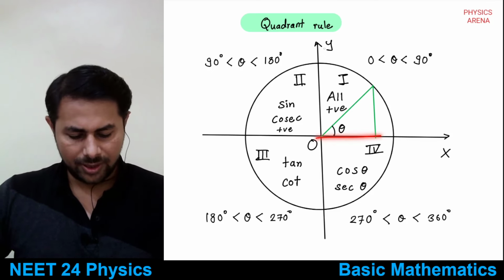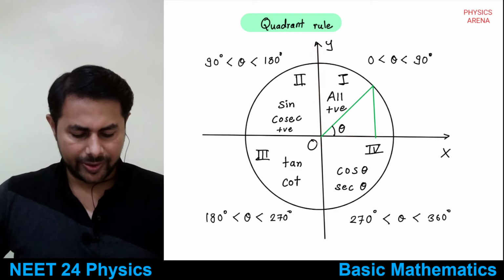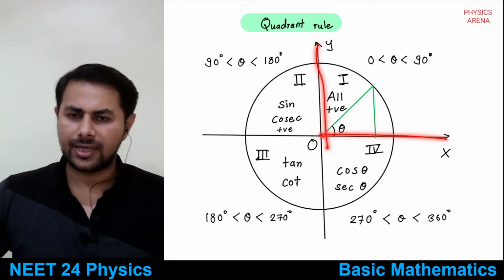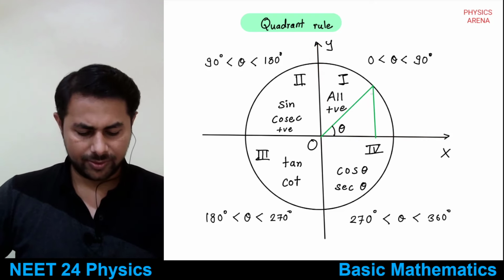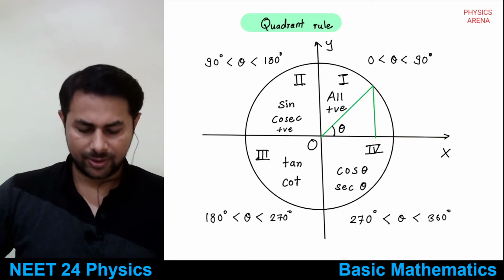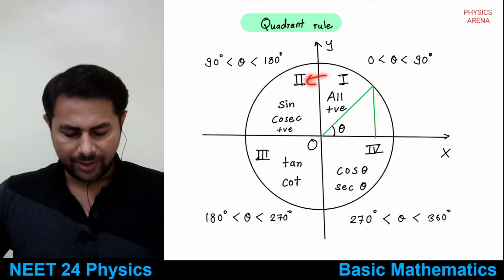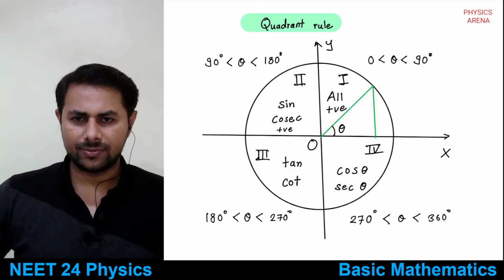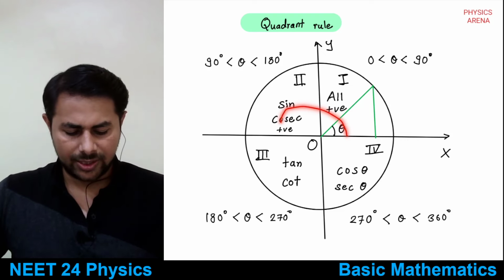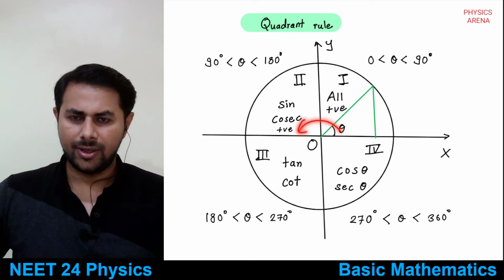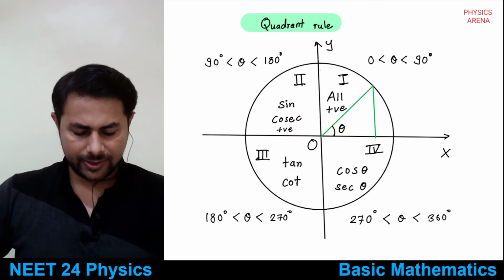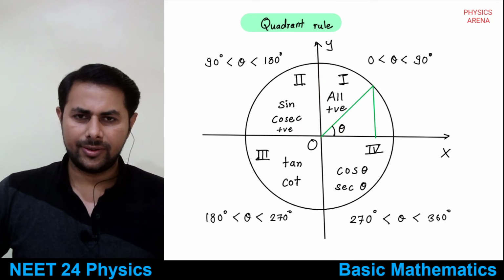In this quadrant, from 0 to 90 degrees, will sine be positive or negative? Positive. Sine will be positive because the opposite side is positive. Then if you go to the second quadrant, will sine be positive or negative? This angle goes on increasing. Suppose you go to the second quadrant. Again, just think about y and x.